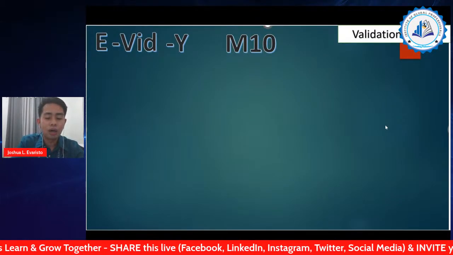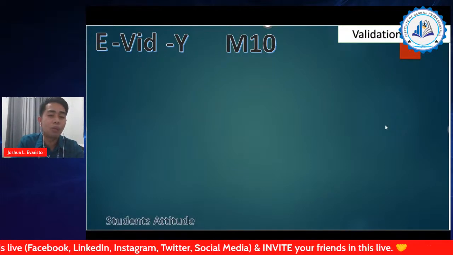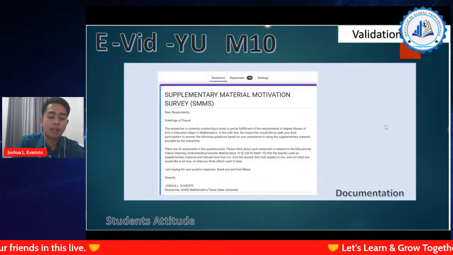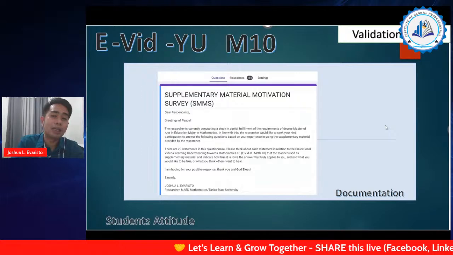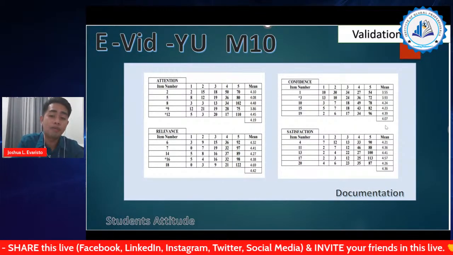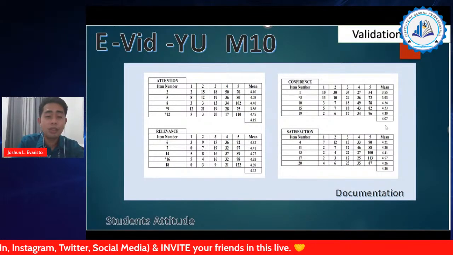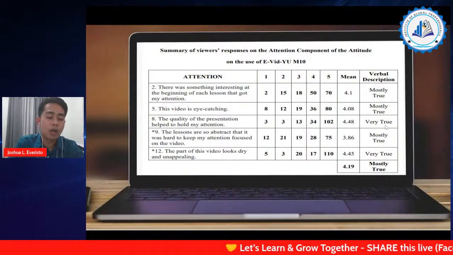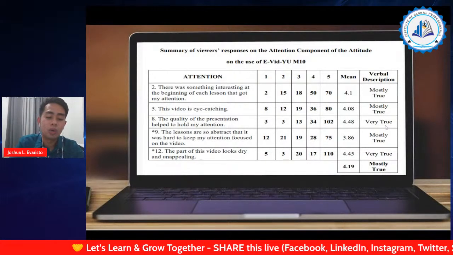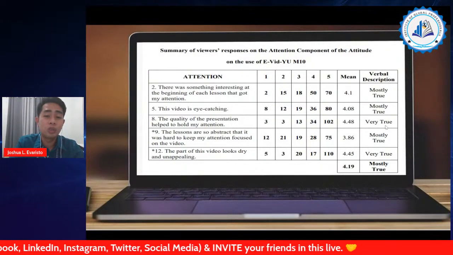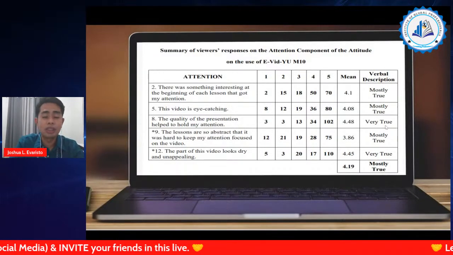After the students in the experimental group watched all of the videos of eVideo M10, they were asked to evaluate the video-based supplementary material in terms of the students' attitude on the use of the materials. The attitude is divided into four components: the attention, the relevance, the confidence, and their satisfaction. Based on the findings, viewers believe that the eVideo M10 captured their attention because the mean average is 4.19 with a verbal description of mostly true under the attention component. So this is the summary.